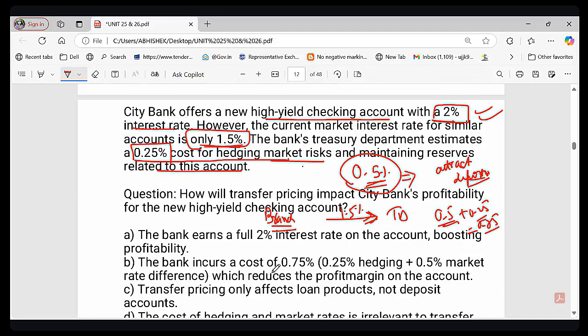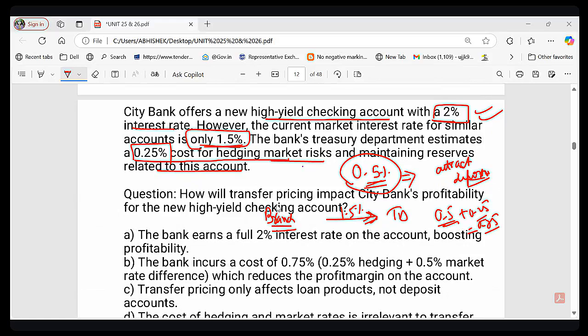So this is the cost. This reduced the bank profit margin by 0.75% because the bank was already incurring 0.5% earlier by paying more, and also this 0.25 they have to pay extra for hedging the market risk. So the total cost incurred is 0.75%. I hope that makes sense to you, right?